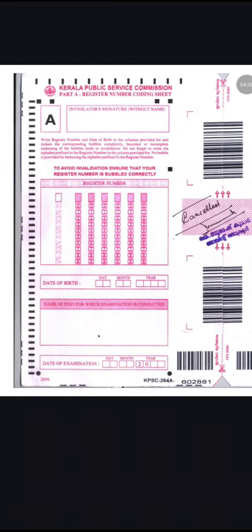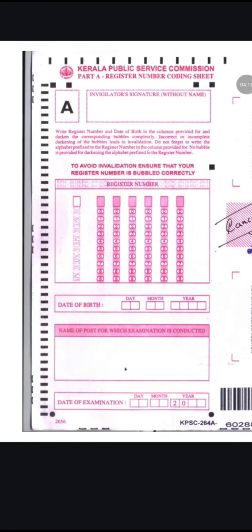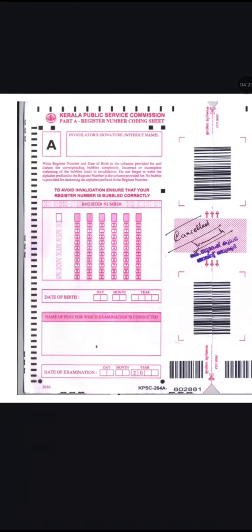Now, part A and part B, there are two parts in this OMR sheet, isn't it? First they'll ask you to fill part A. In part A there will be different codes. There will be 4 codes: A, B, C, D. This code is given as A in this particular OMR sheet. You might be receiving B, or C, or D.